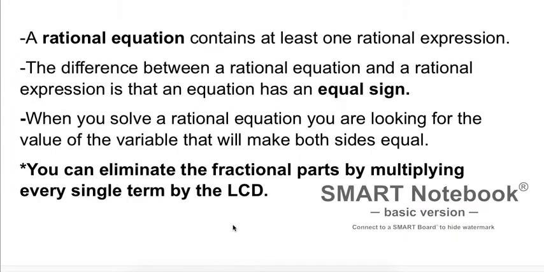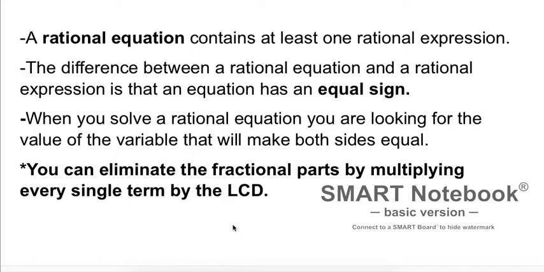Okay. So what is a rational equation? A rational equation is an equation that contains at least one rational expression, which is what we have been working with in topic 9. The difference between a rational equation and a rational expression is that an equation has an equal sign. If you don't see an equal sign, then that's a rational expression. If you see an equal sign, that's a rational equation. So pretty easy to remember because the word equation pretty much has equal in it.